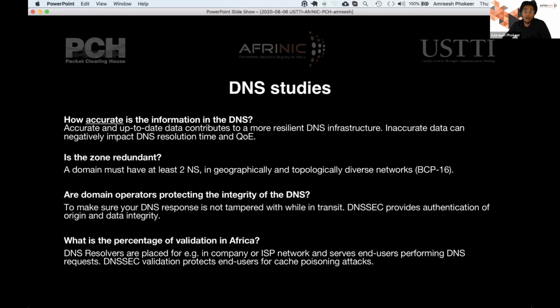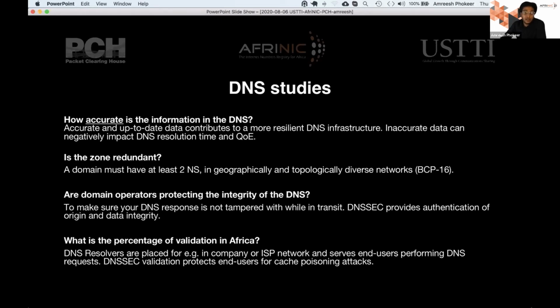The first one being, how accurate is the information in the DNS? As you know, accurate and up-to-date information in the DNS is important. And there are cases, of course, if the DNS information is not properly maintained, when your recursive resolver will ask the question to the authoritative name server, they won't get a good answer, or they will get a bad answer. And this can negatively impact, for example, DNS resolution time and consequently quality of experience of the end user.